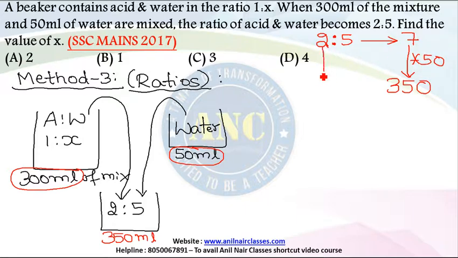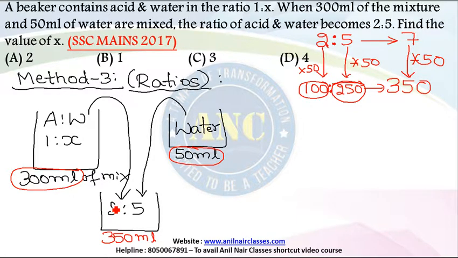Multiply by 50. 2 also multiply by 50. 2 into 50 is 100. 5 also multiply by 50. 5 into 50 is 250. That means, can I say that 100 liters of mixture, 100 liters of alcohol is present in mixture 3. 250 meters of, sorry, not alcohol, sir, acid rather. 100 ml of acid is present in mixture 3. 250 ml of water is present in mixture 3.